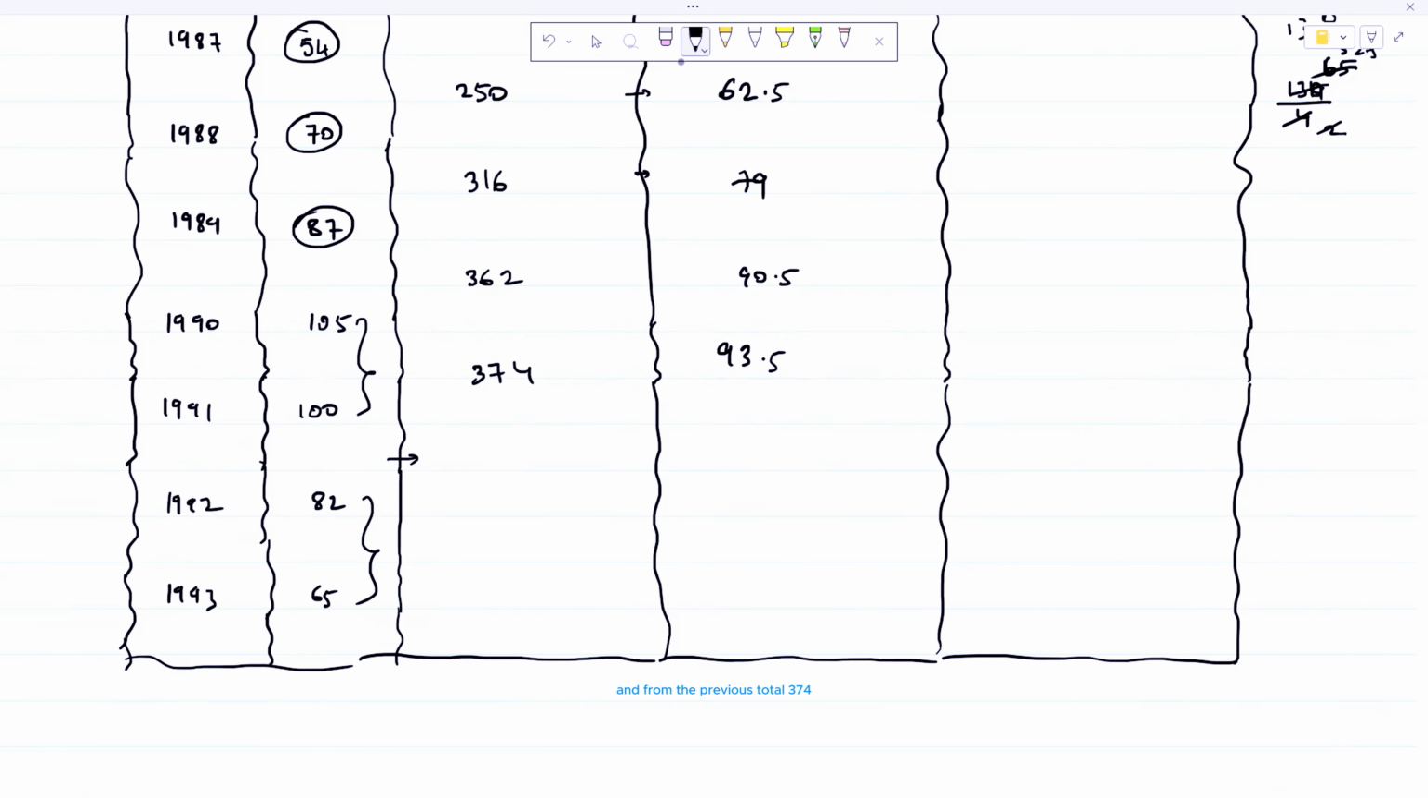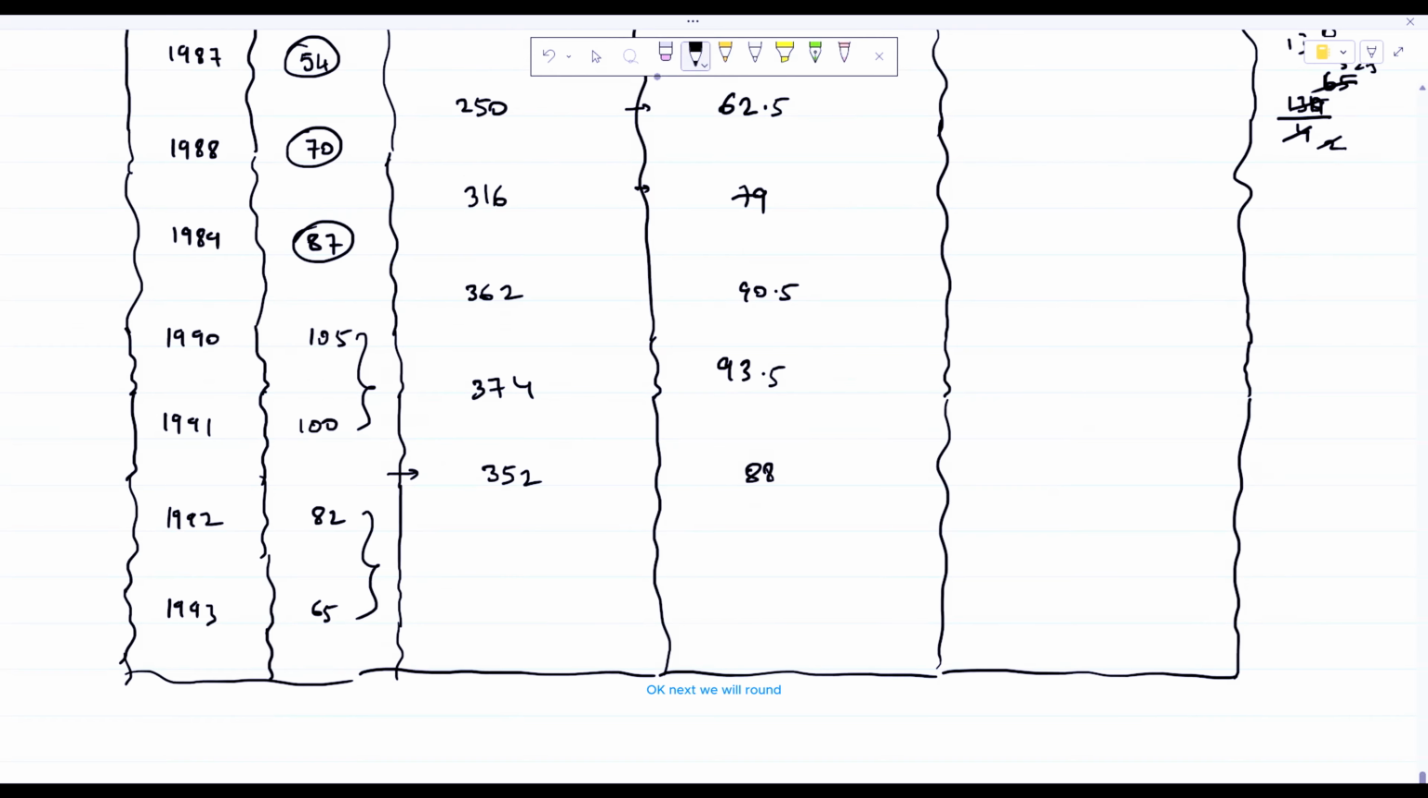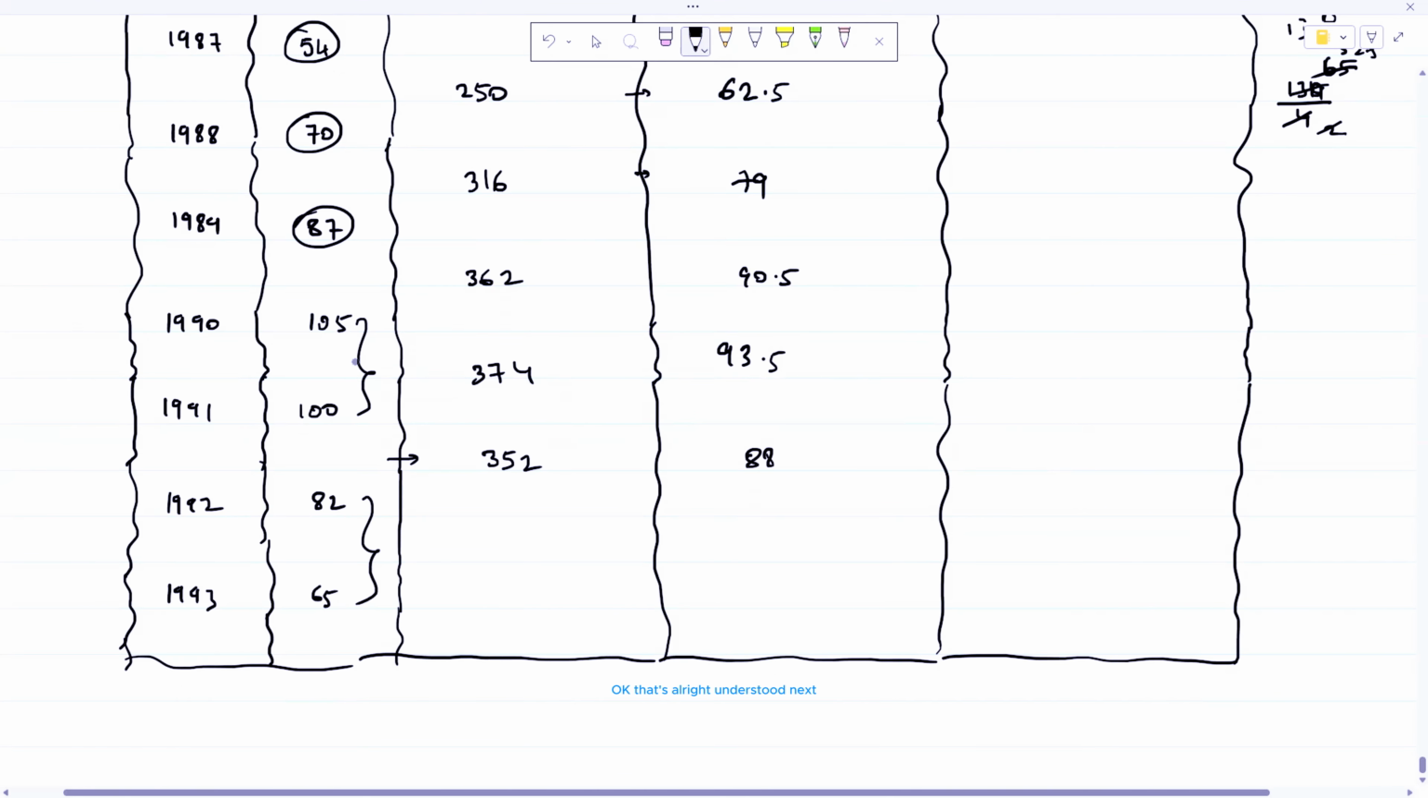And from the previous total, 374, we'll subtract the round number 87. It will be, of course, 287. And we will include 65 to this. The sum is 352 and the average is 88. Okay. Next, we will round. Okay, that's all right. Understood.